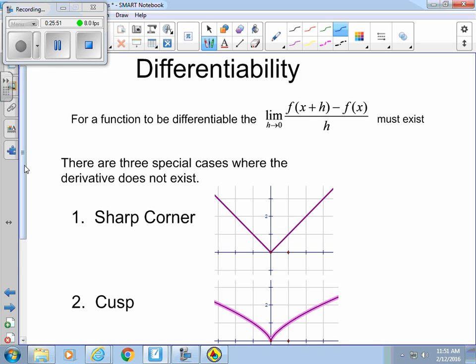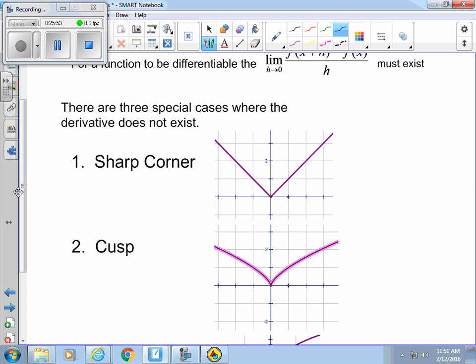The second one is a cusp, and it's for the very same reason. Would you agree, as I approach from this side, the slope seems to be negative, and then as I approach from this side, the slope seems to be positive? At 0, there's no smooth transition to that. There's no limit on that, so it does not exist there.